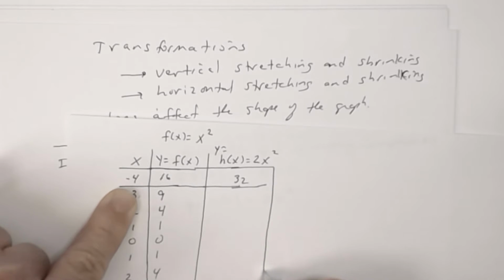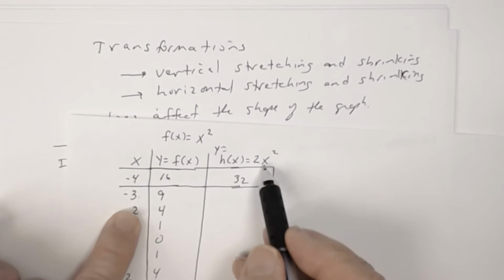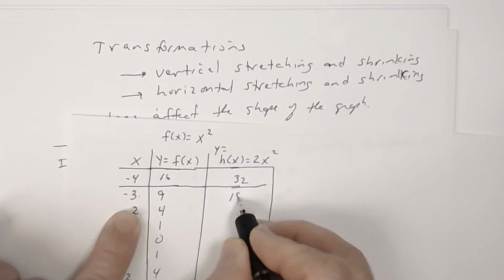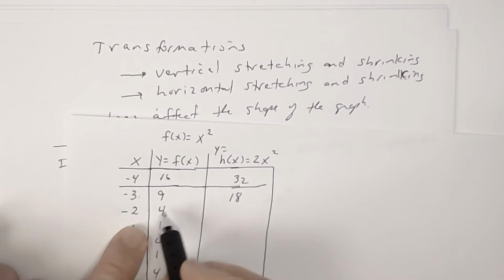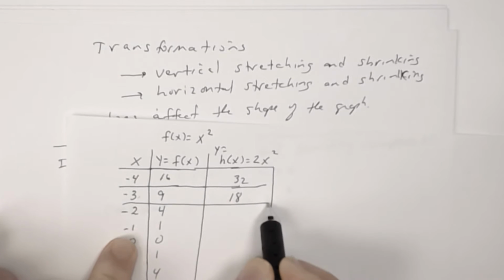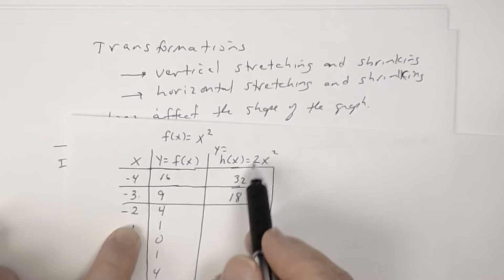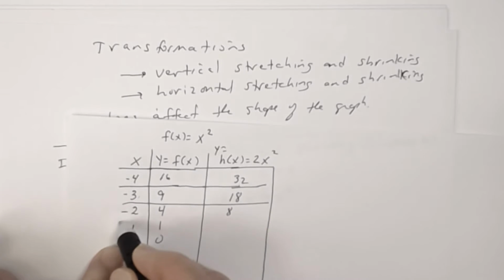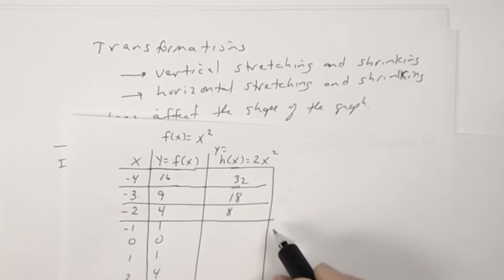I'll agree with that. Negative 3. Negative 3 squared is 9. 9 times 2 is 18, right? Negative 2. So let me go ahead and draw a line here. Negative 2 squared is 4. 4 times 2 is 8. I want you to notice something as we go through this, though.